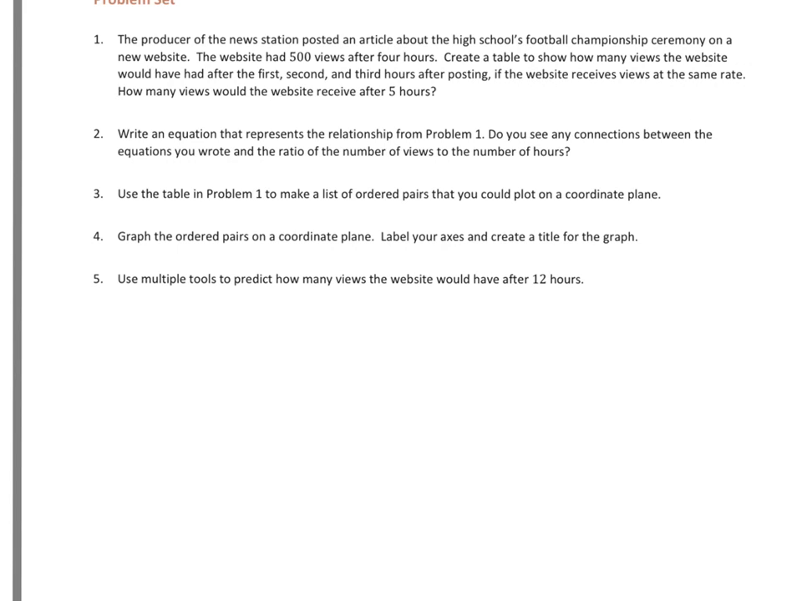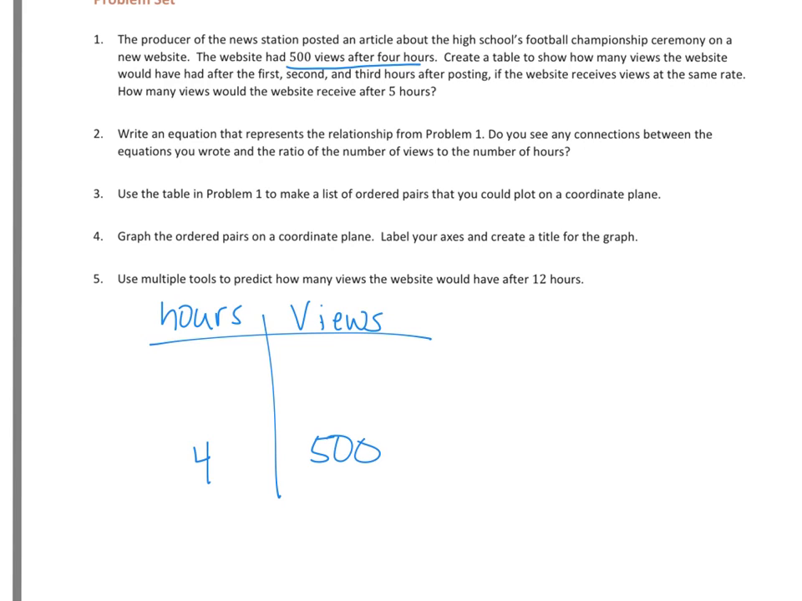So we're creating a ratio table for this, and my first thing for this ratio table is I'm going to have the hours and views. And I know that it was given to me 500 views after 4 hours. So 4 hours, 500 views. I have to find it for 1, 2, and 3 hours, and then again at 5.